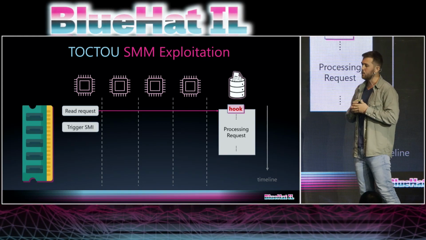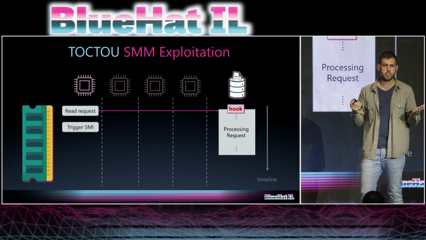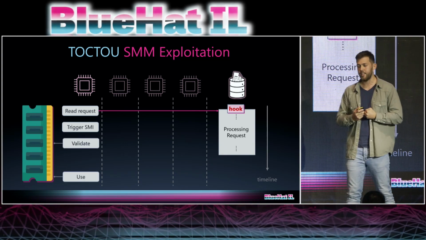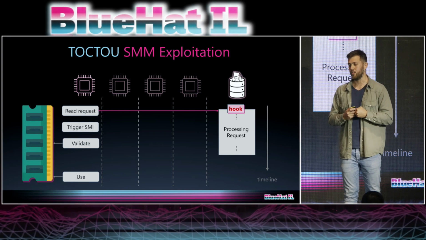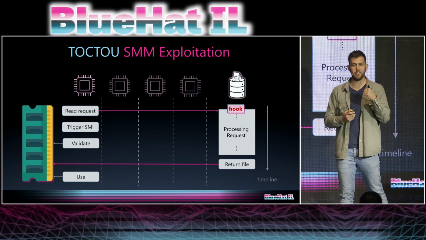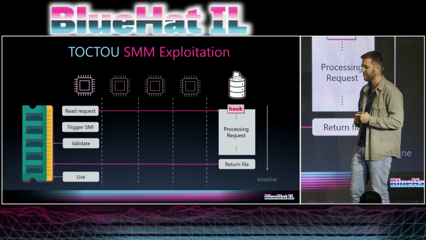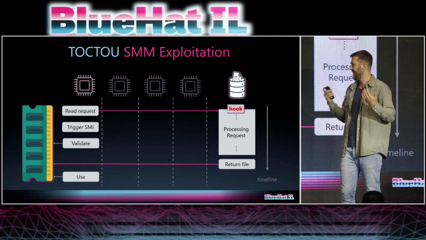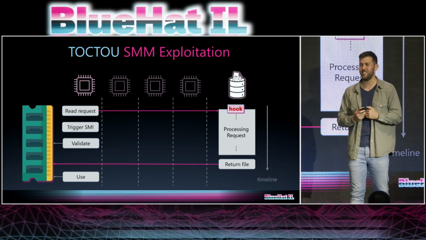Then, we trigger an SMI. All the cores are going idle, remember? The SMI handling enters the critical validation and usage phases, and with some luck, the data will be returned in the right time between the validation and usage, and will allow us to exploit the issue. And we were actually able to exploit this issue, which was super cool.